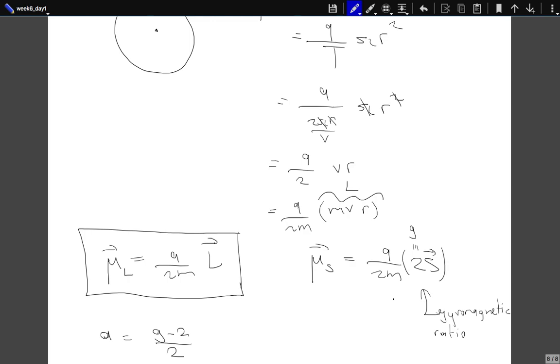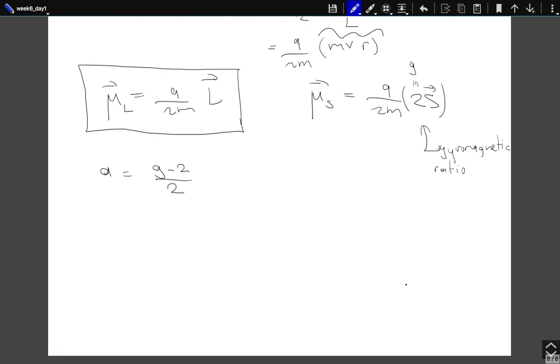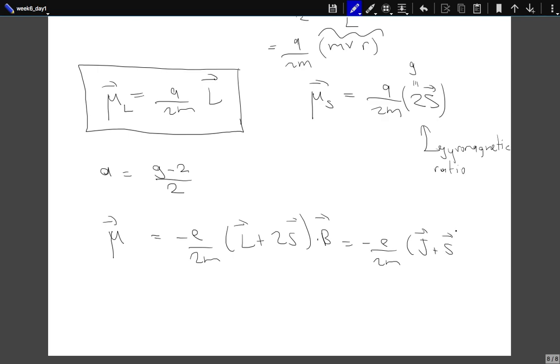Okay, so at least within this course we will stick with 2. We will take the gyromagnetic ratio to be 2. Well, the total magnetic dipole moment of an electron orbiting some nucleus would be given by the charge of the electron, with the minus sign, divided by 2m, times L plus 2S dot B, or minus e over 2m, J plus S dot B.